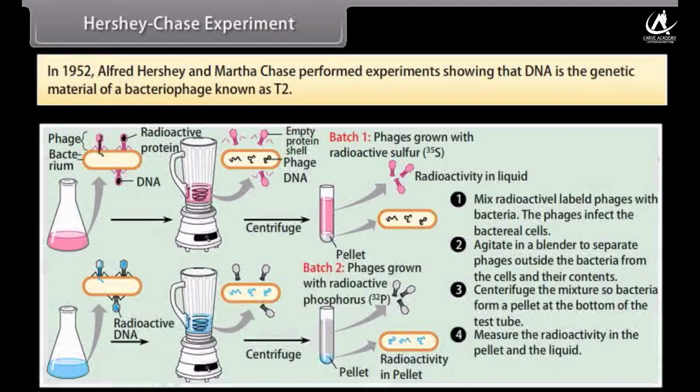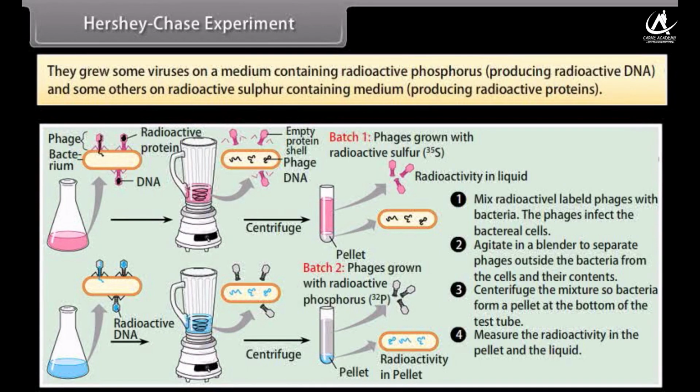Hershey-Chase experiment. In 1952, Alfred Hershey and Martha Chase performed experiments showing that DNA is the genetic material of a bacteriophage known as T2. They grew some viruses on a medium containing radioactive phosphorus, producing radioactive DNA, and some others on radioactive sulfur, producing radioactive proteins.